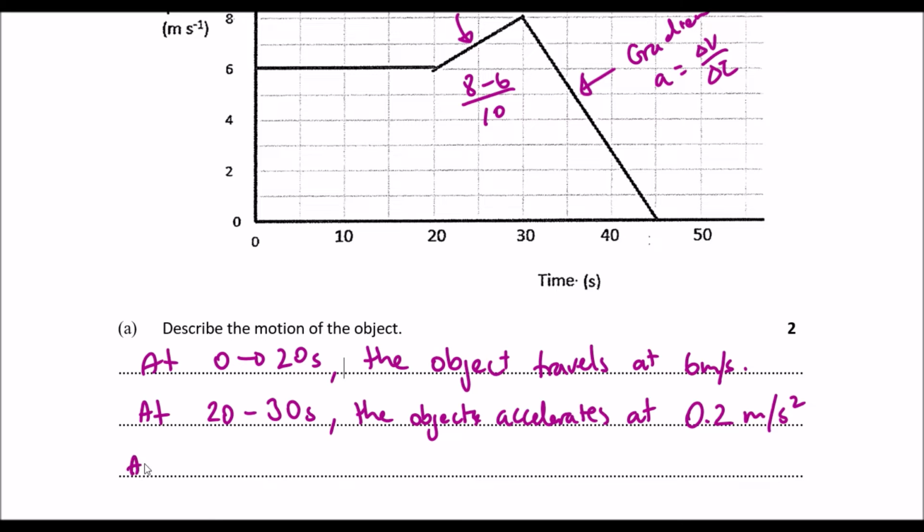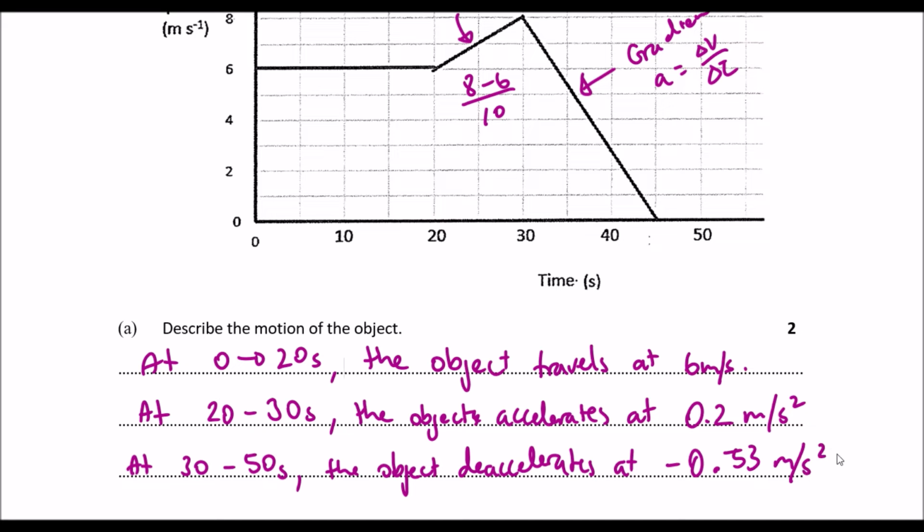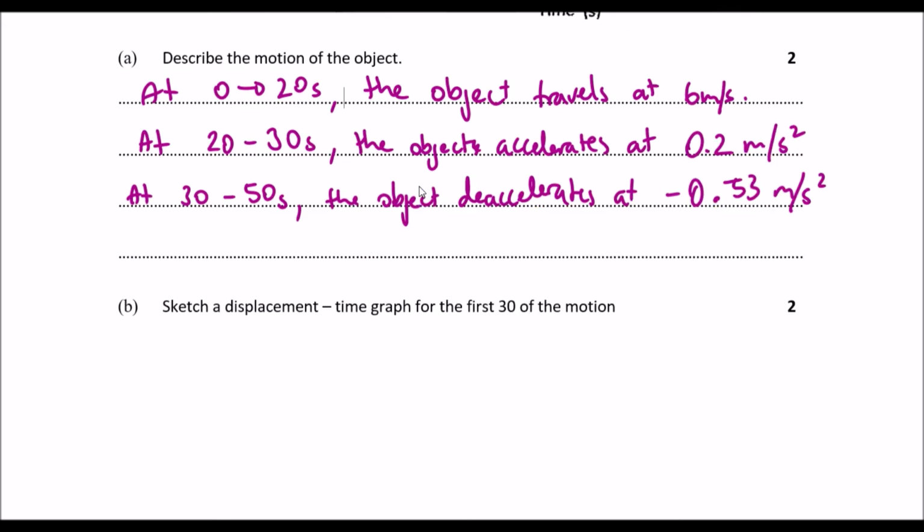And then at time 30 seconds to 50 seconds, the object decelerates at the value we have here. Let's see, that's 25, 15 seconds have passed. So at negative 0.53 meters per second squared. So that covers that one. And we go to the last one.